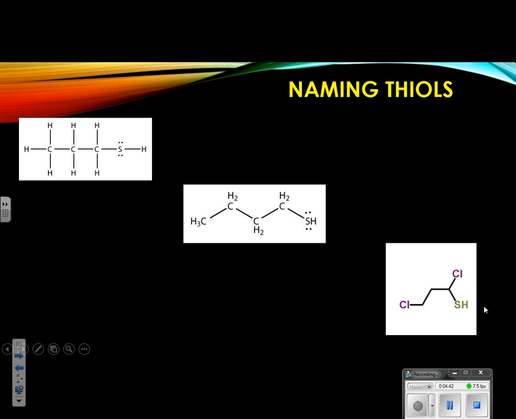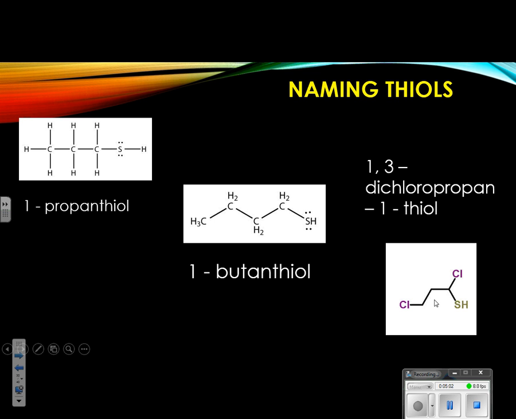So let's practice naming some thiols. So here we have a 3-carbon chain, and we have a thiol on the end. So we would name it 1-propanethiol or n-propanethiol. Here we have a 1, 2, 3, 4 with a thiol, 1-butanethiol, or n-butanethiol. Here we have one that has a carbon and the thiols coming off number 1 also. So remember, if it changes the ending, it comes before something that doesn't change the ending.